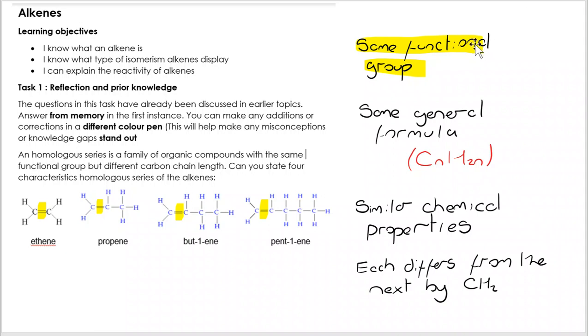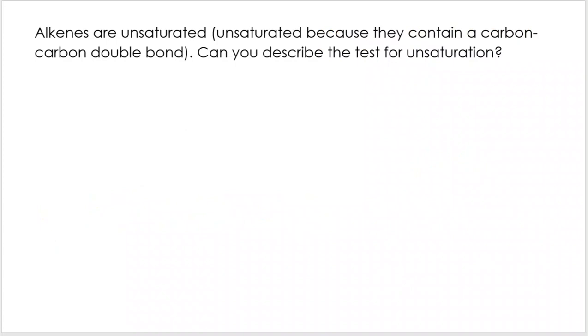I would be focusing, if we were picking 2 of these 4, on having the same functional group and similar chemical properties. So, already touched on this a little, but alkenes are unsaturated. What is the test for unsaturation?